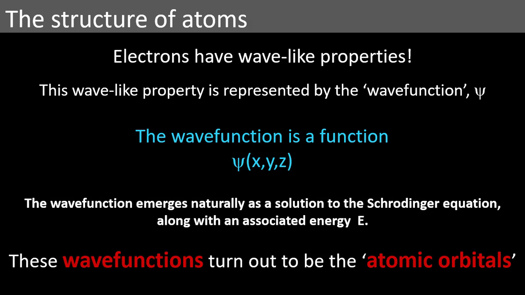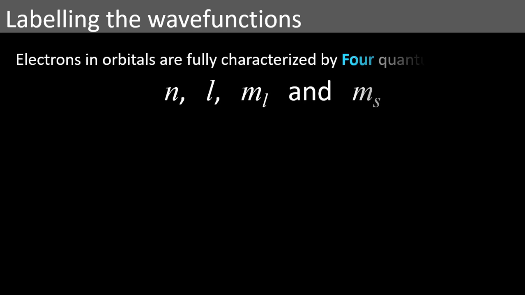Now, I said that there are many different allowed wave functions. We can identify and label the different solutions to Schrödinger's equation by a series of quantum numbers. In fact, we will need just 4 types of quantum number to describe all of the properties of an electron in an atomic orbital.